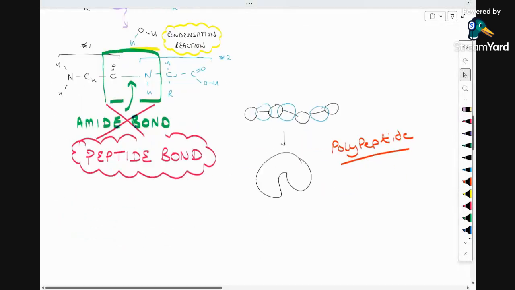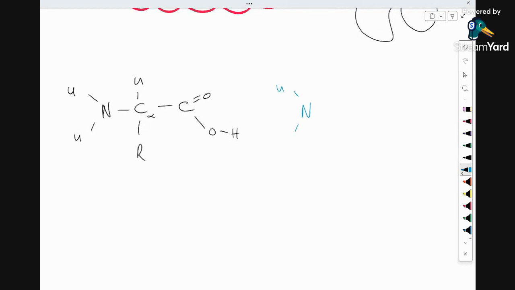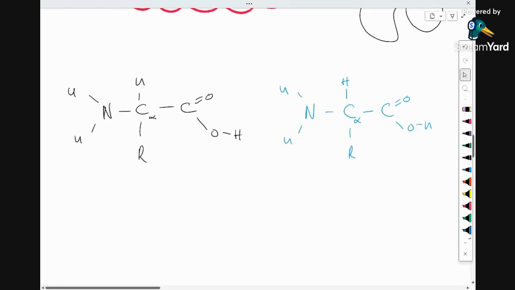In terms of a mechanism, how this works, hopefully you should be able to do this, or at least come up with a vague appreciation for this already. So let's again draw my amino acid here. Let's keep the same colours. Let's do one in blue. There we go. So, how does this work?